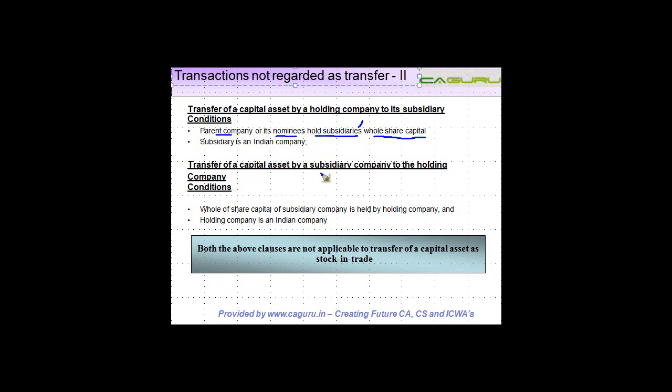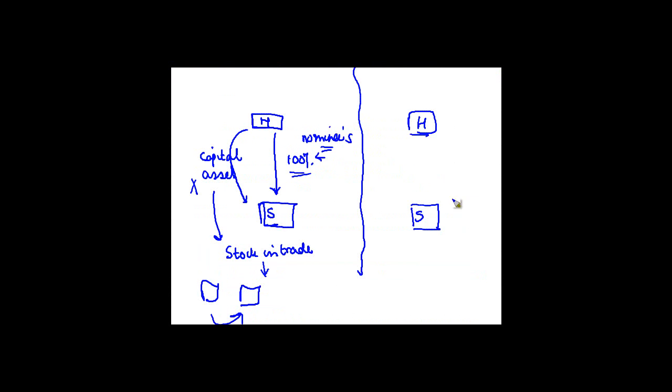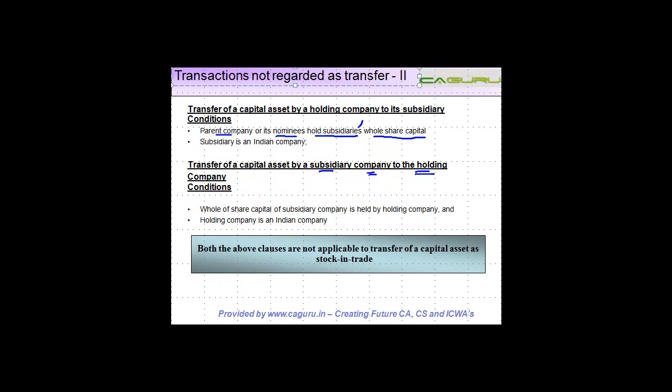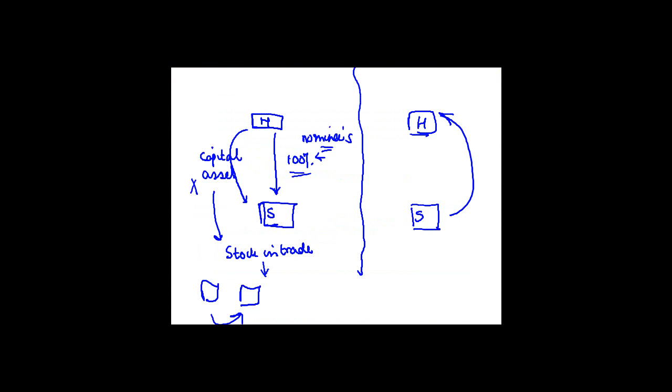Similarly, transfer of a capital asset by the subsidiary company to the holding company. So this is just the reverse of the first one. Now the subsidiary is transferring to the holding company, right? But again, just like in the first one, there are two conditions. The whole of the share capital of the subsidiary company is held by the holding company, and the holding company is an Indian company. In the first case, the subsidiary was supposed to be an Indian company. Now, if you notice this carefully, in the first case it says you should own the entire 100% share capital. Similarly, here also it says the whole of the share capital of the subsidiary is owned by the holding company, right?